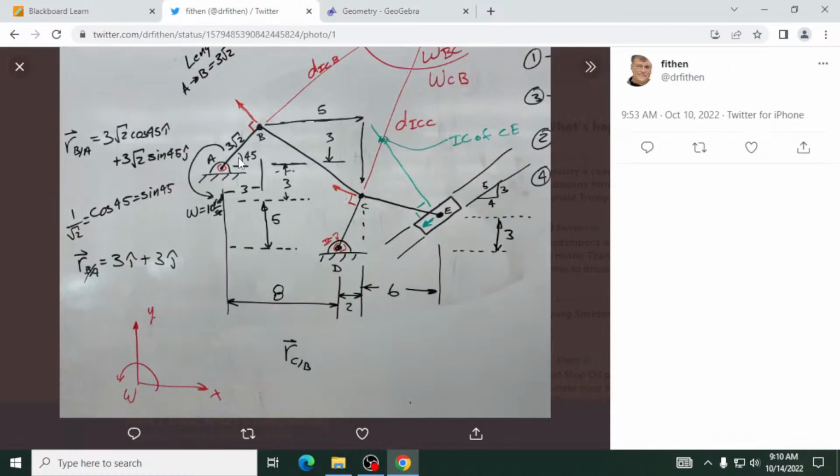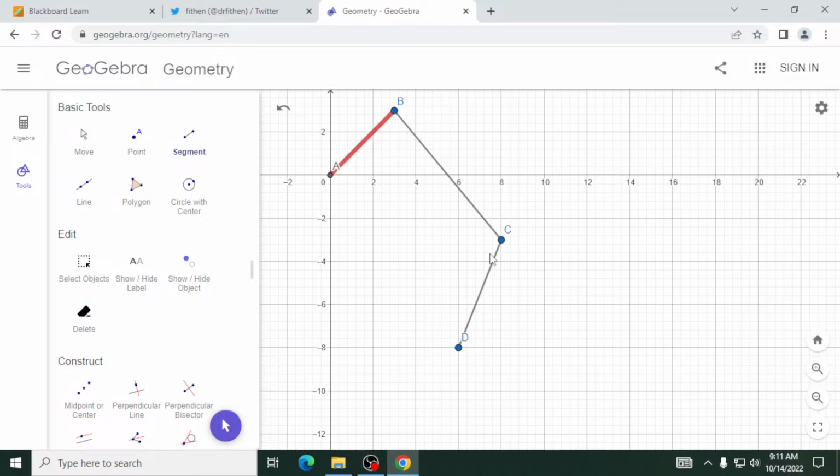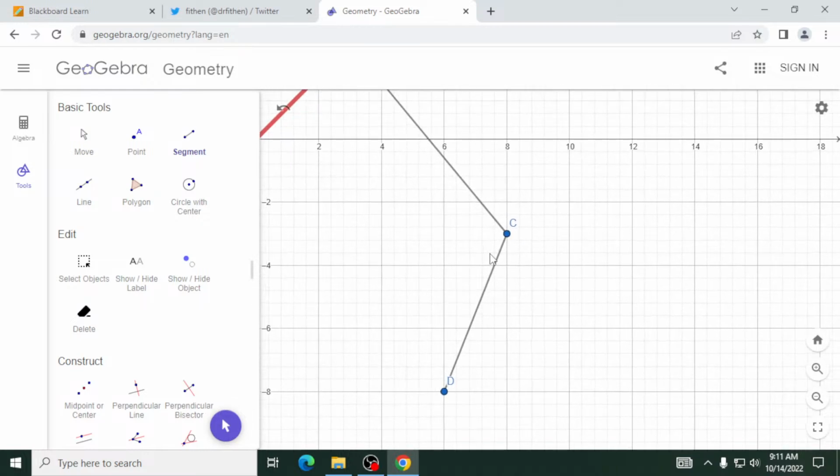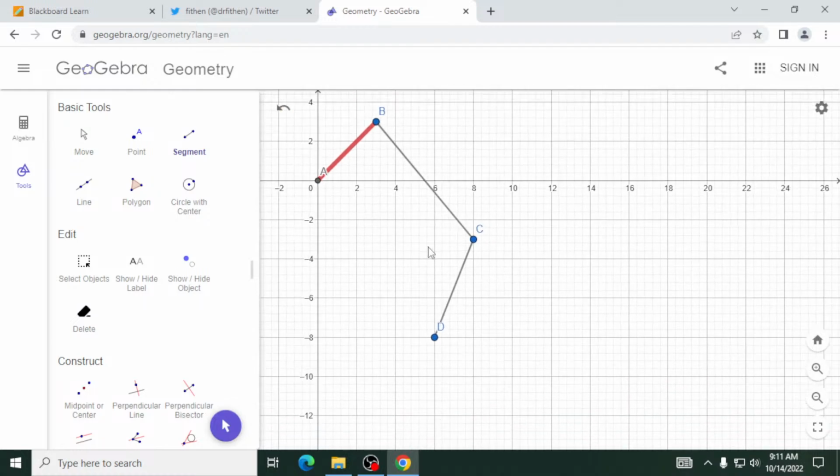Let me make sure I have all my dimensions right. A to B is a 3 and a 3. Okay, then B to C, I move over 5, down 3, and down another 3. That's down 6. Then from C to D, I move down 5 and back 2. Actually, did I move down 5? I moved down 1, 2, 3, 4, 5, and back 2. So I think I'm okay.